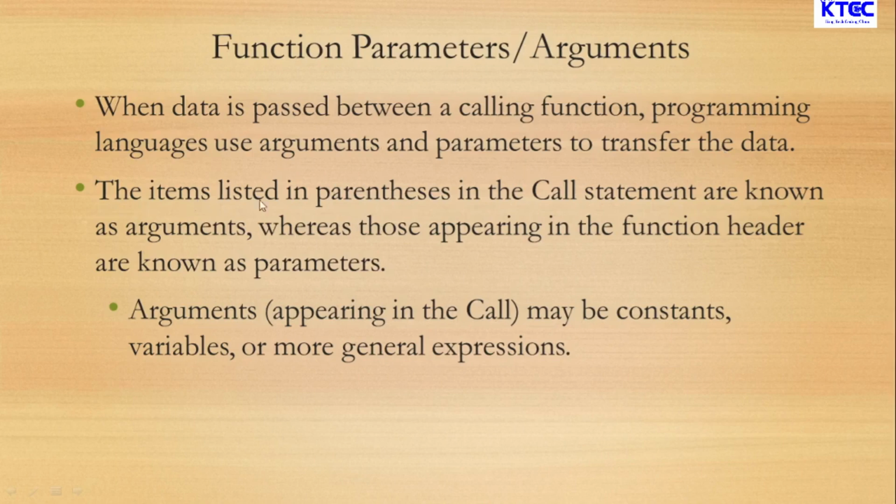Now the items listed in parentheses in the call statement are known as arguments. We are just repeating the same story here. What we have in the brackets, which we input to replace our parameters, are termed arguments, whereas those appearing in the function header are known as parameters. What we define in the bracket at the top, just beside the name of the function, becomes the parameters.